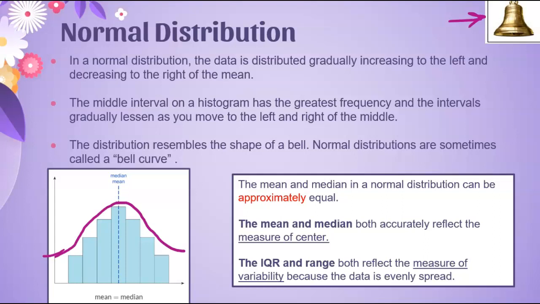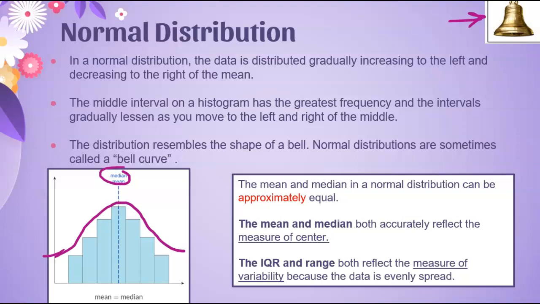The middle interval on this histogram is where the greatest frequency lies. It's the tallest one, and that's where the mean and the median are. Usually they're in the very middle of the data set. This distribution, remember, is not perfect, but that means that all the data is evenly spaced, coming up to the median and then coming down to the end. So the mean and the median are approximately equal.